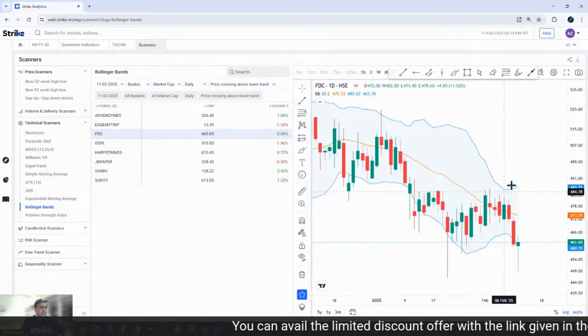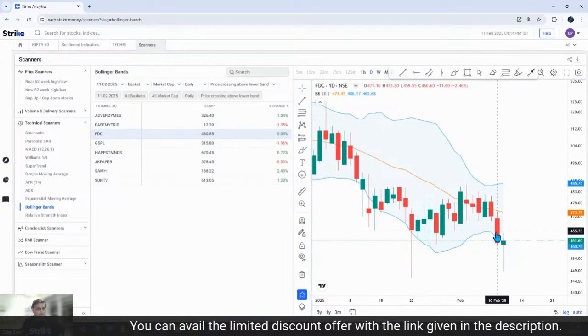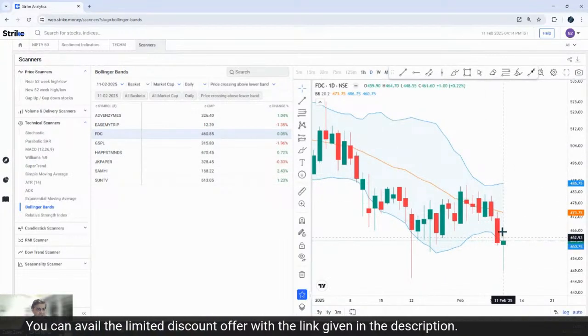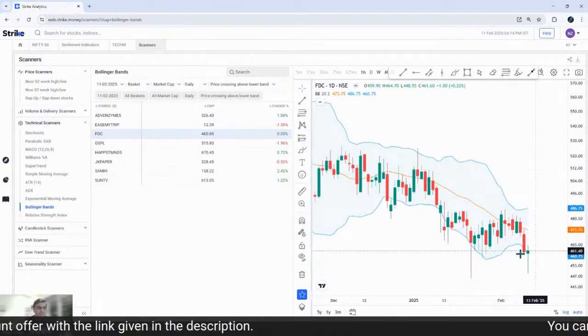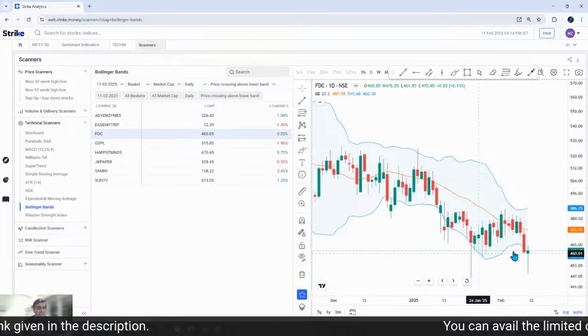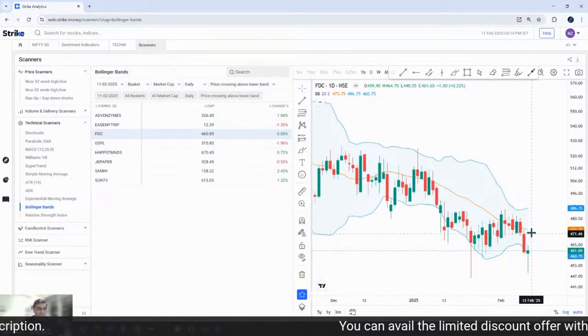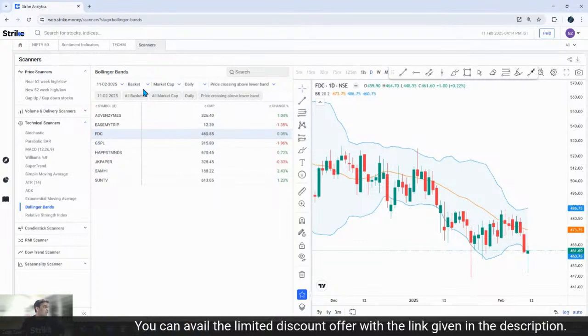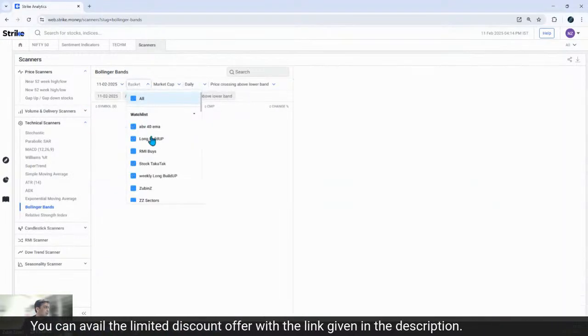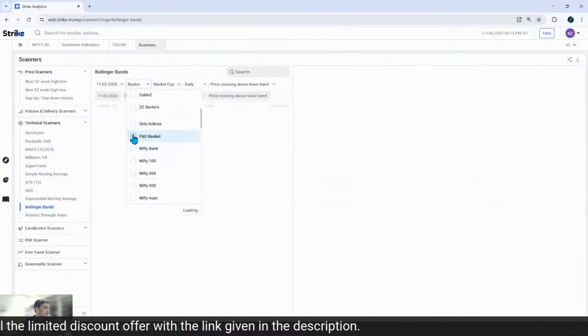Yeah, so something like this, FDC. So prices went below and are now crossing above the lower Bollinger Band. So there is a mean reversion technique. It means that somewhere there is a support and prices can revert back to its mean. So now you can look at this. Let's look at the F&O basket, not all the stocks.